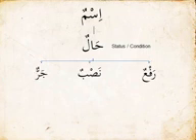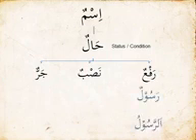The names of these hals are Raf'un, Nasbun, and Jarrun. An ism can be in one of these hals. So I will show some examples, like the word Rasulun and ar-Rasulu.